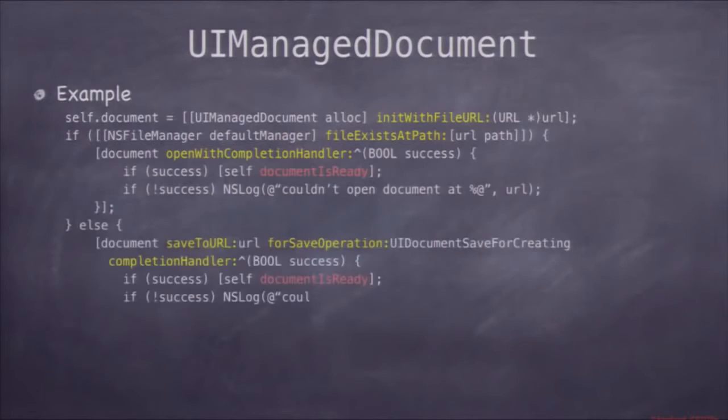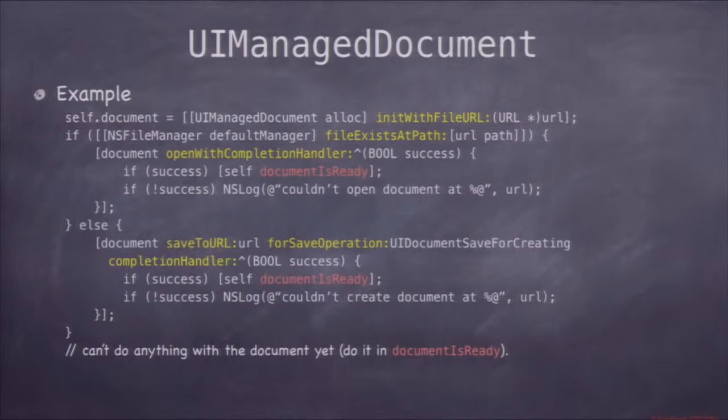All right, so let's talk about how this might look to see if the file exists, and if it does, open it, and if it doesn't, create it. It looks something like this. And inside that completion handler, if you successfully opened or successfully created it, you're going to call some method of yours. I've called it documentIsReady. You can call that method anything you want that says, okay, the document's ready to go. Now you can go use it. And I'm doing the same thing in either case.